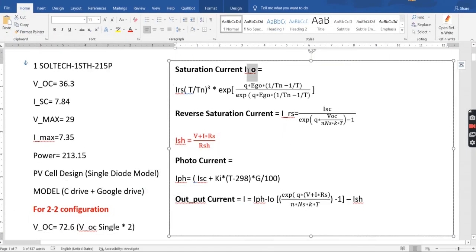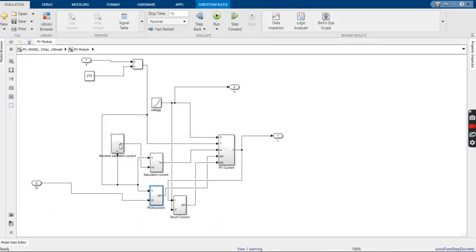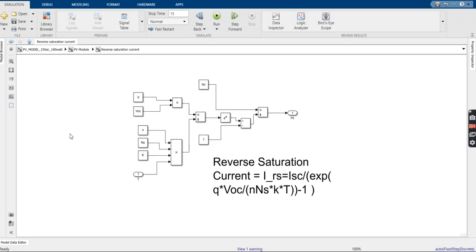We have the saturation current represented by I naught, then the photocurrent IPH, and our total output current is given by I, with the reverse saturation current IRS. So we are going to define the IRS value. This is the basic equation for the reverse saturation current: ISC divided by the exponential part minus 1. So the ISC value should be divided by the exponential term. This is the ISC value that we have used.